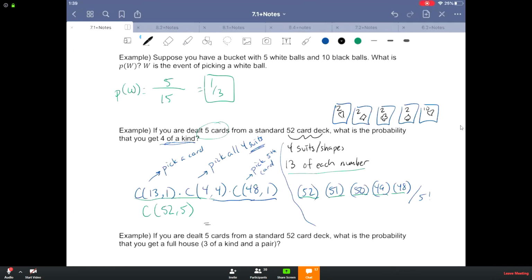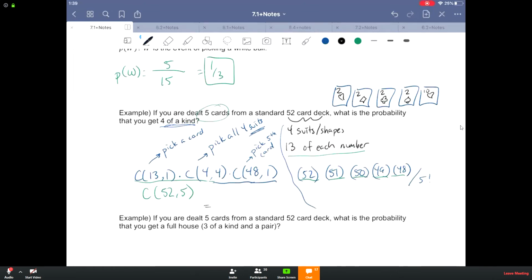This comes out to be really small, which it should be because this is really hard to do. You don't have to multiply it out, but just so you can see it, it's 0.00024, and I think there are more decimals after, but it's about that value, which is really small.